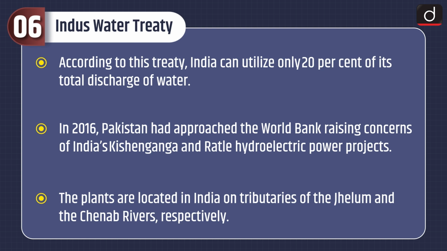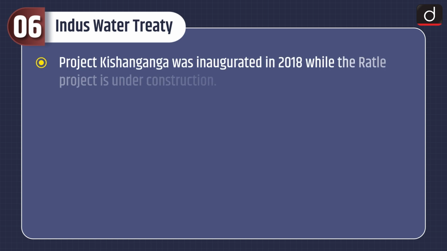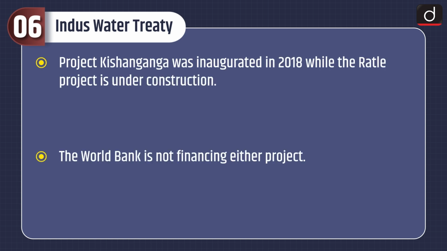In 2016, Pakistan had approached the World Bank raising concerns of India's Kishanganga and Ratle hydroelectric power projects. The plants are located in India on tributaries of the Jhelum and the Chenab rivers respectively. Project Kishanganga was inaugurated in 2018, while the Ratle project is under construction. The World Bank is not financing either project.